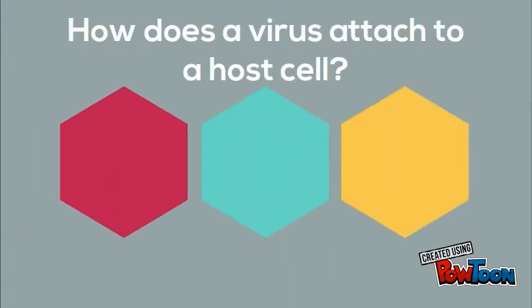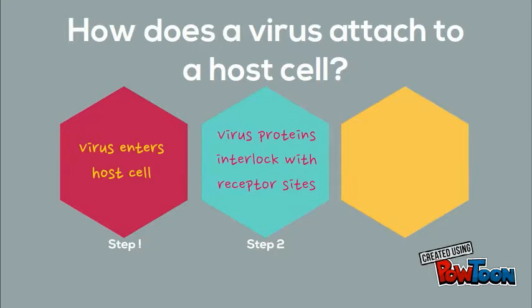Now, let's talk about how a virus attaches itself to a host cell. Well, first, the virus must enter the host cell. The proteins on the virus will interlock with the receptor sites on its host cell. This is like two pieces of a puzzle fitting together. Only certain pieces fit with each other, and in that same way, viruses are host-specific, meaning they can only infect certain types of organisms, depending on the virus. And finally, the virus replicates.